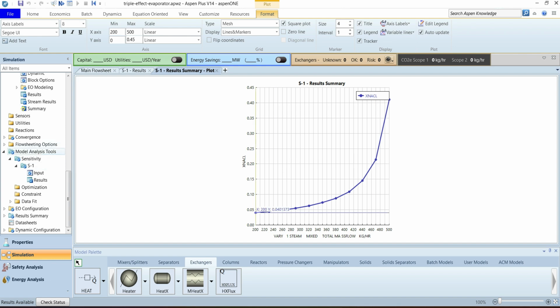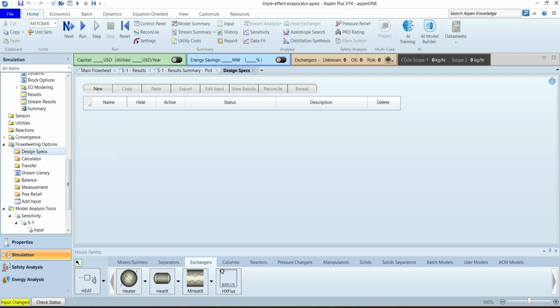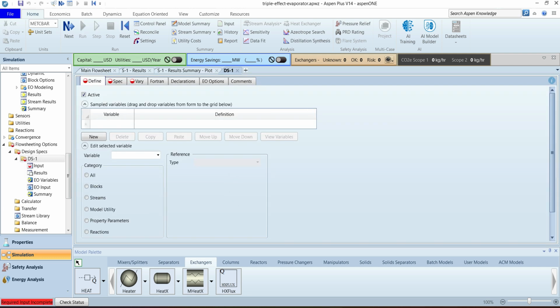Otherwise, we can deactivate this sensitivity analysis. Rather than sensitivity analysis, we can directly use the design specification tool from the flow sheeting options to iteratively change the steam flow rate to meet the desired concentration. Let's create a new design specification. Here we need to define the variable as objective function.